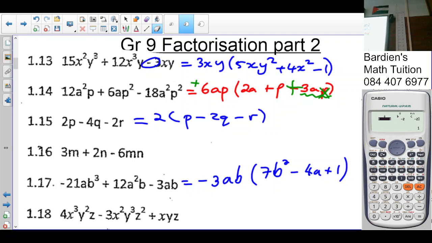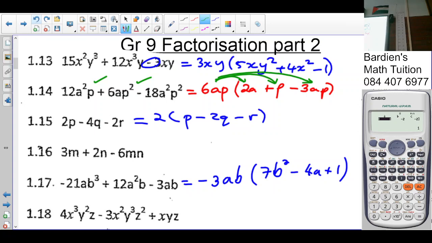Also, once you do this, check if it works. How? Okay, what is 6AP times 2A? 12A squared P. Yes. What is 6AP times P? 6AP squared. Yes. What is 6AP times negative 3AP? It's negative 18A squared P. Yes, I'm right. Okay. Understand?